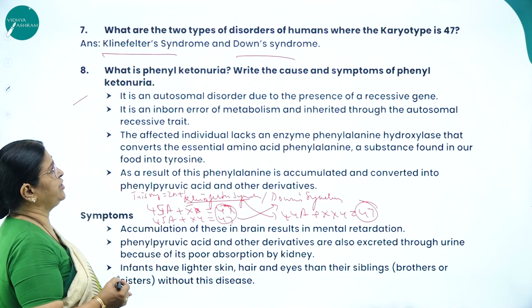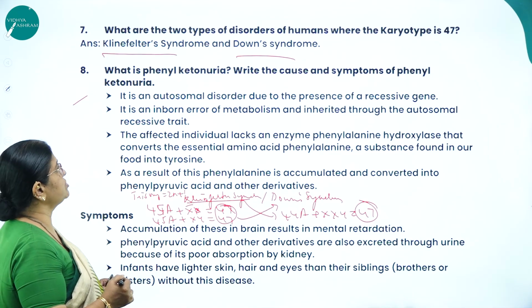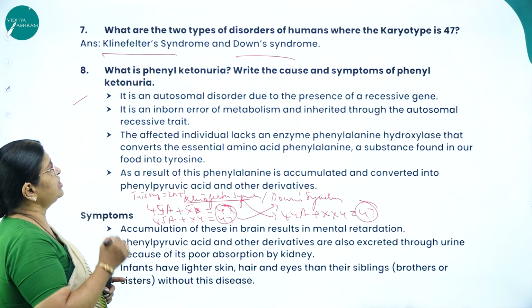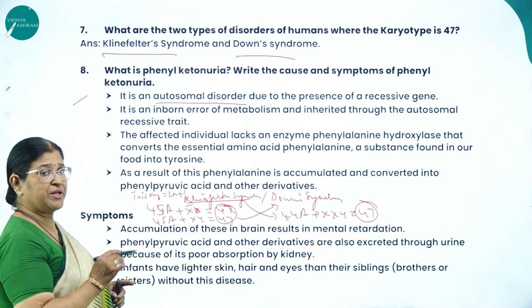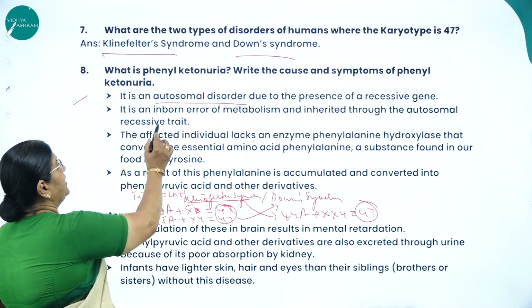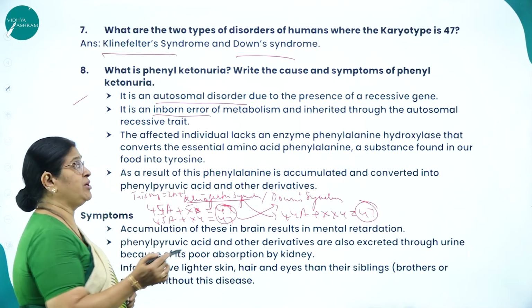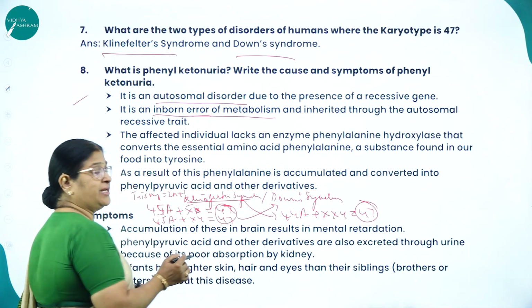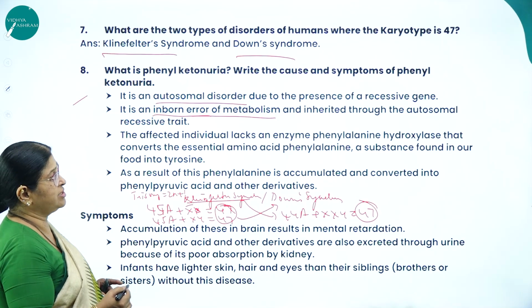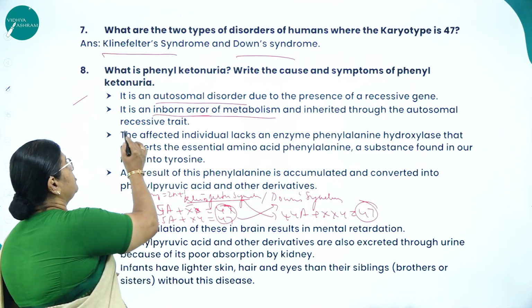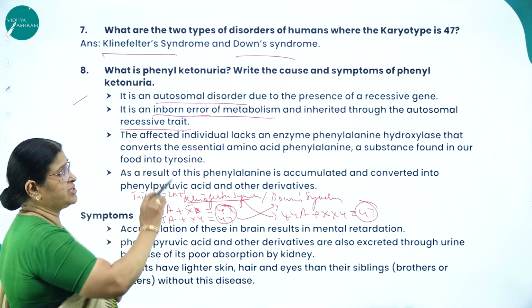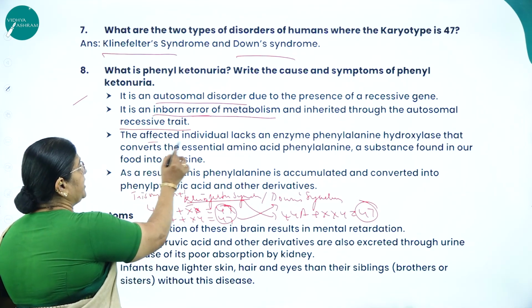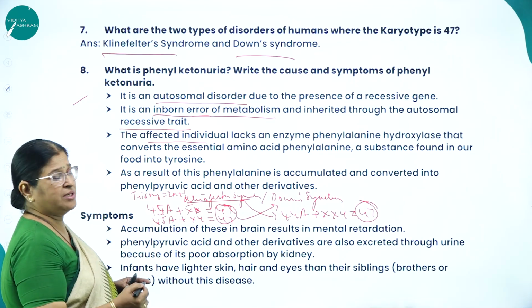What is phenylketonuria? Write the cause and symptoms of phenylketonuria. So what is phenylketonuria? It is an autosomal disorder. Why? Due to the presence of a recessive gene, and it is an inborn error of metabolism also, inherited through the autosomal recessive trait. So that is the reason why we call it an autosomal recessive trait. The affected individual. So what are the symptoms of phenylketonuria?